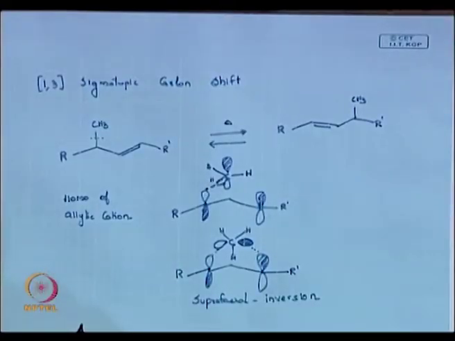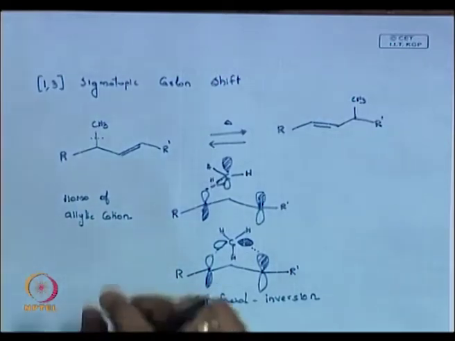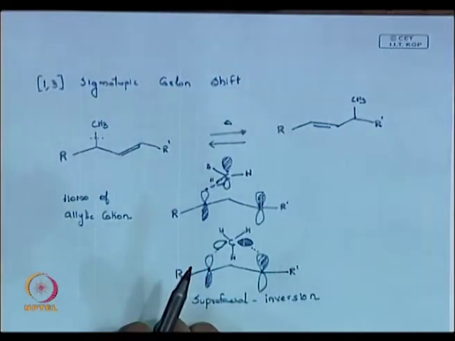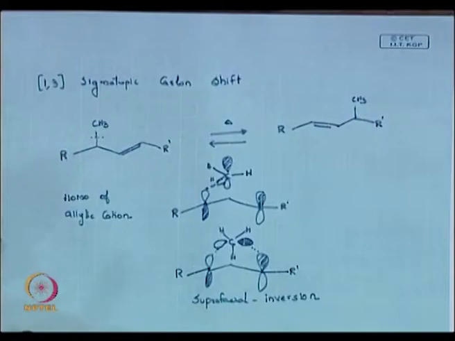So, this is only for the 1,3 sigmatropic shift, particularly on heating. In this 1,3 heating, both in the case of hydrogen as well as carbon, it does not fit exactly with your rule. That is the only point you have to remember. Clear?